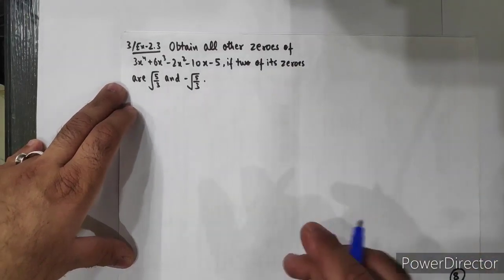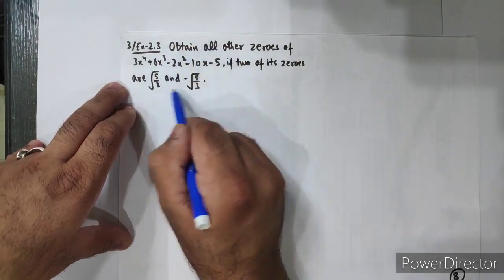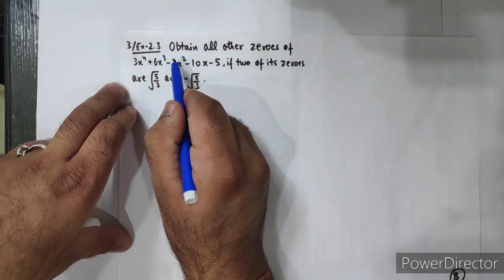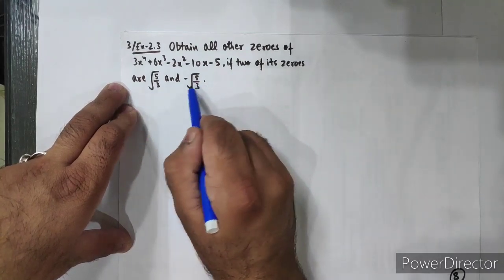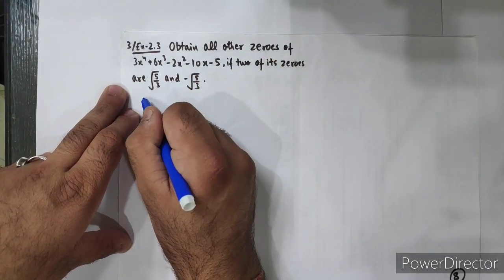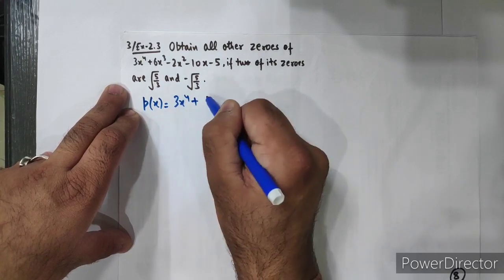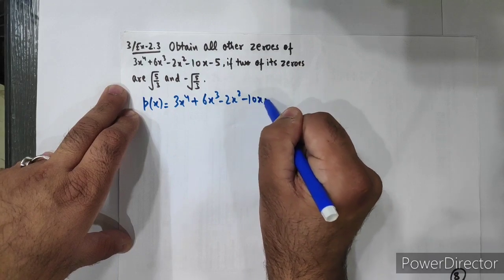Okay, so let us do third question now of the same exercise. These type of questions are very important from board's point of view also. So let us understand this. Obtain all other zeros of this polynomial if two of its zeros are given to be this. So let us first write our polynomial like this. It is 3x^4 plus 6x cube minus 2x square minus 10x minus 5.